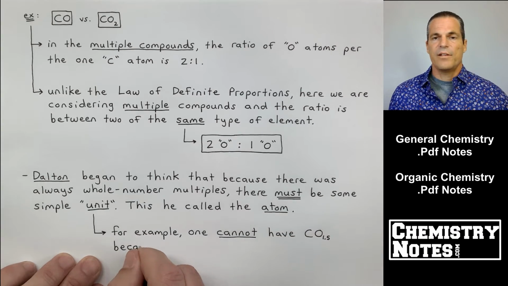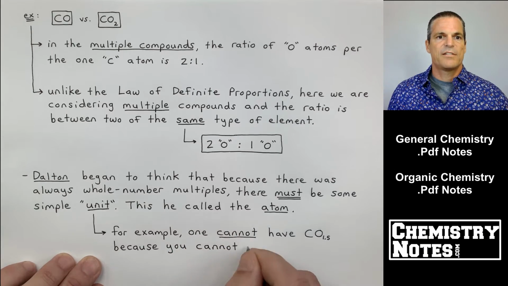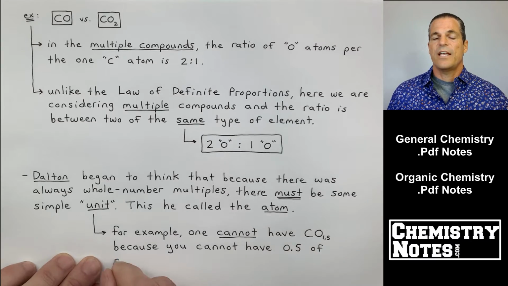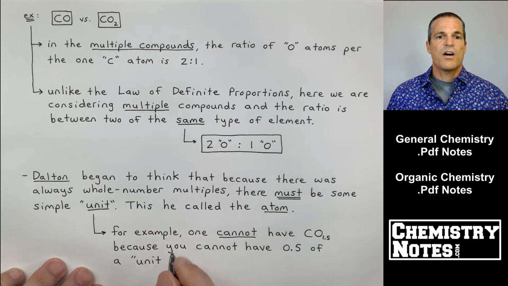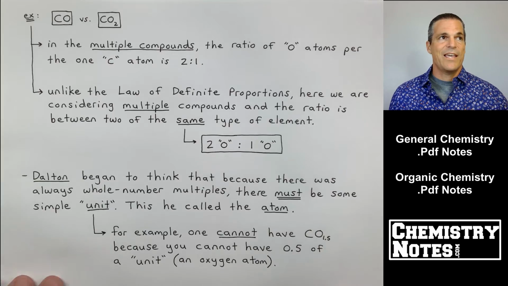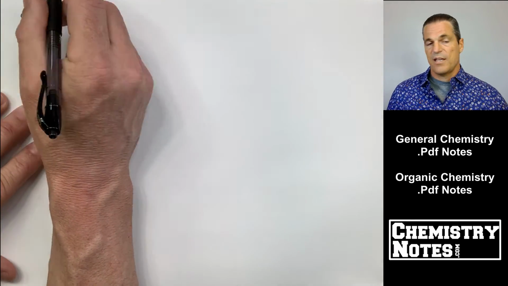But his atomic theory has 5 little listings, 5 postulates there, and we'll get to that. But regarding the unit that I have in quotes, for example, this is what Dalton believed. He thought one cannot have CO 1.5 because you cannot have 0.5 of a unit. You can't have half of an atom. And he was right about that, and he's still right to this day.